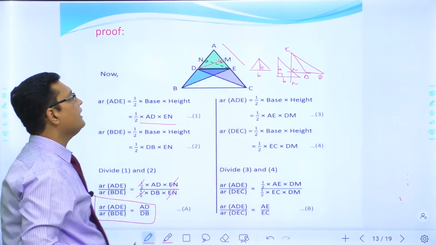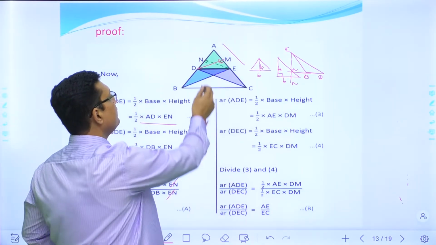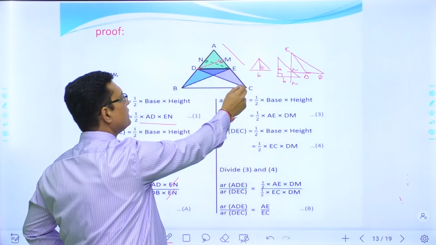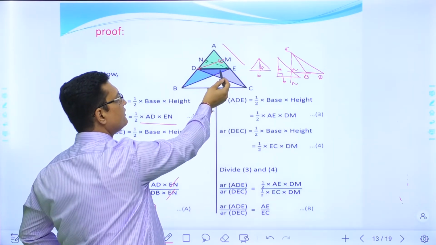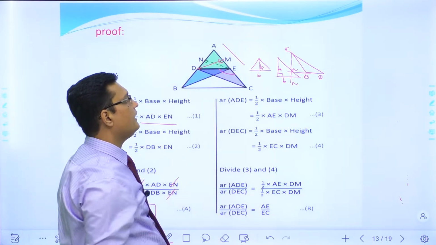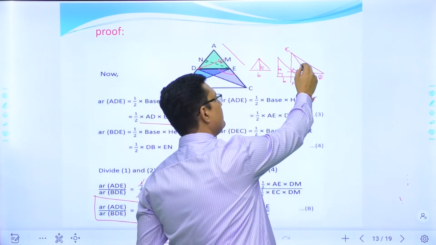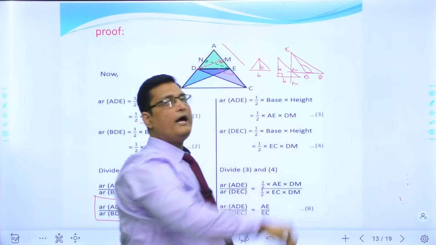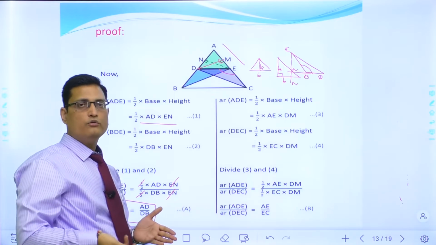Now I am finding the area of triangle DEC, this triangle. Again students, this is an obtuse angle triangle. As I have already explained, in case of an obtuse angle triangle, height lies outside the triangle.